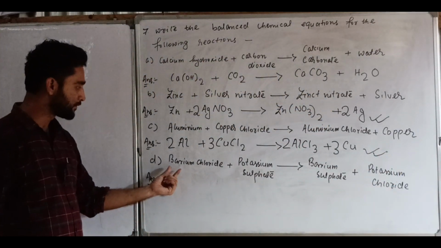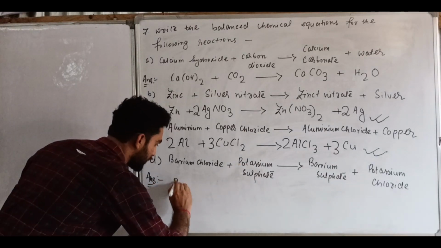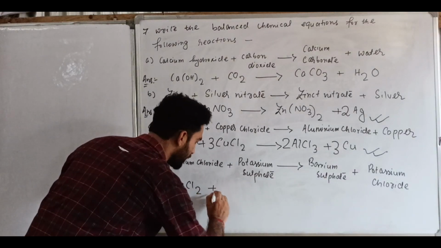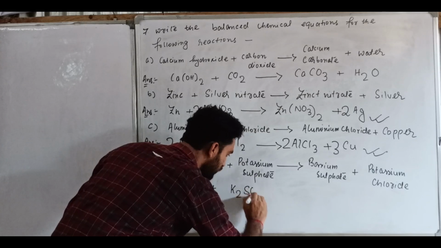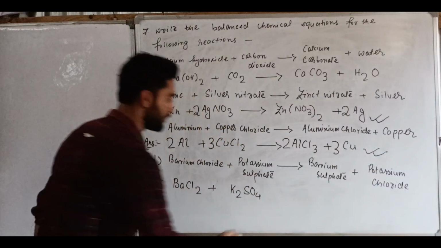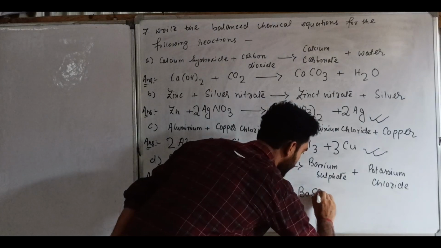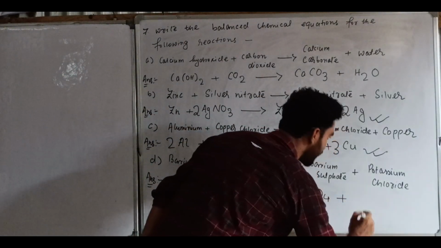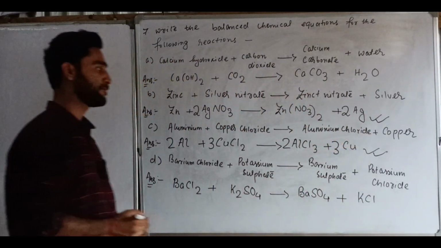Now the last equation. Barium chloride reacts with potassium sulfate. So barium chloride formula is BaCl2. So barium chloride reacts with potassium sulfate. Potassium sulfate formula is K2SO4. They will form barium sulfate, BaSO4. Along with the formation of the barium sulfate, they will form potassium chloride, KCl.